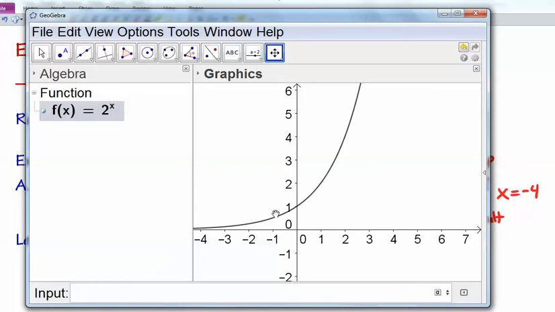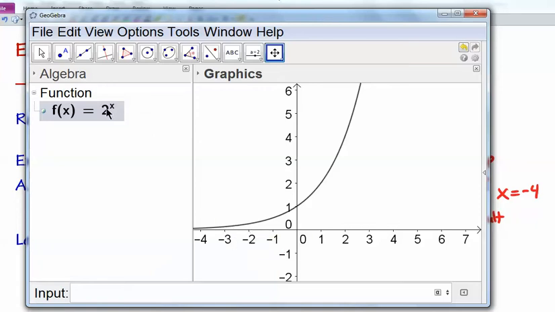Let's make sure everybody understands why the graph is getting so shallow on the left side. What happens when we let x be -1? Look at our function. 2 to the -1 power is 1/2. What if we have -2 for the x coordinate? 2 to the -2, we square it and we flip it over. So we would be at 1/4.